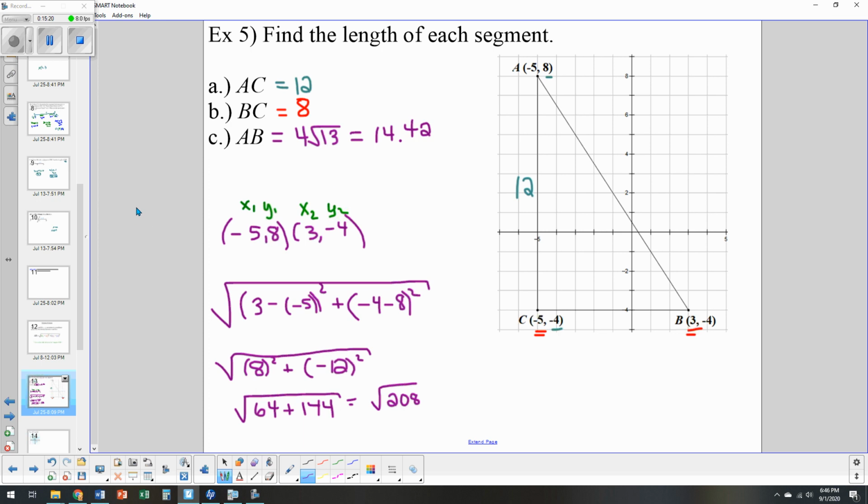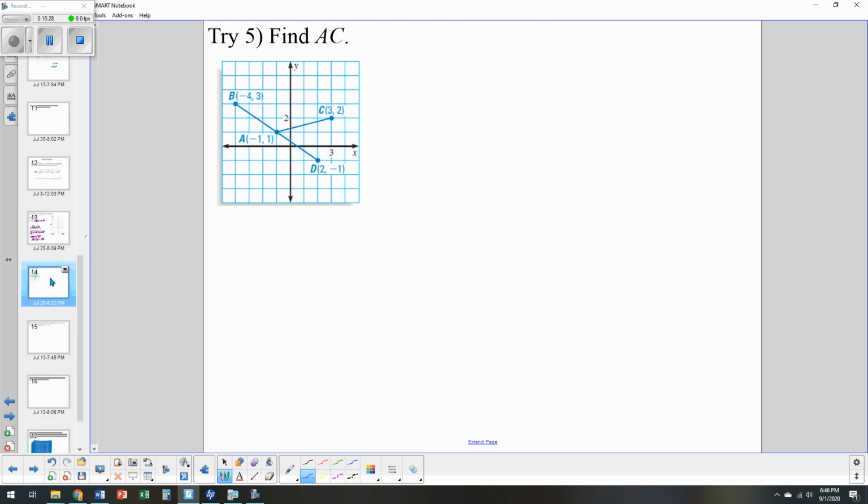Later on in the year, there will be times that call specifically for an exact answer, and there will be times that call for an approximate answer. So you're going to go ahead and try this. You're going to find AC, pause it, and I'm going to show the answer. All right, so is it the square root of 17 or 4.12?